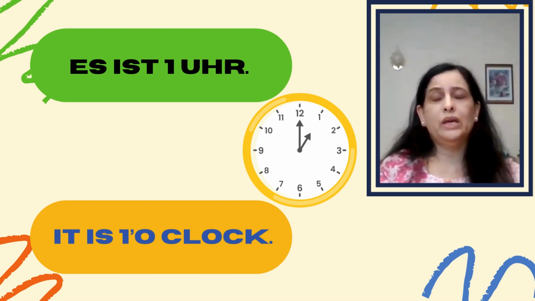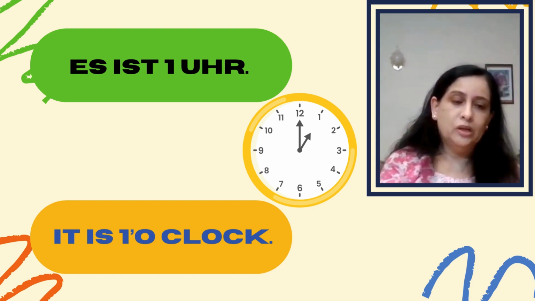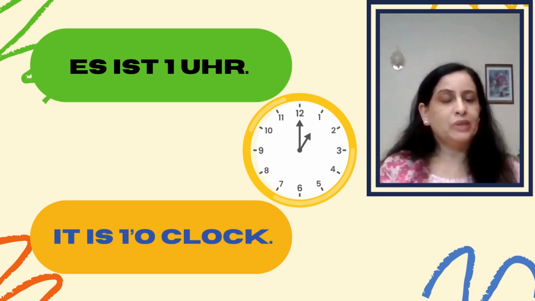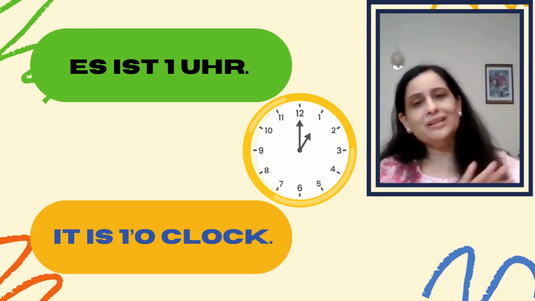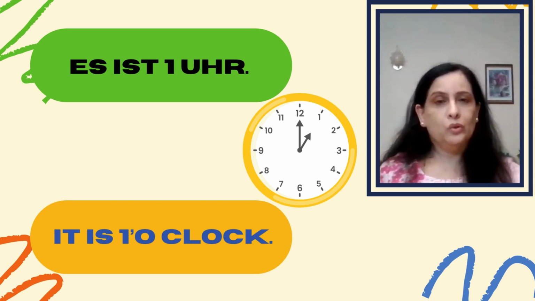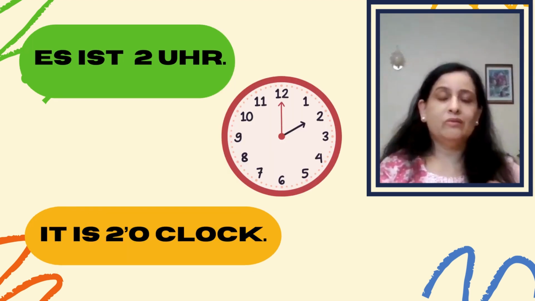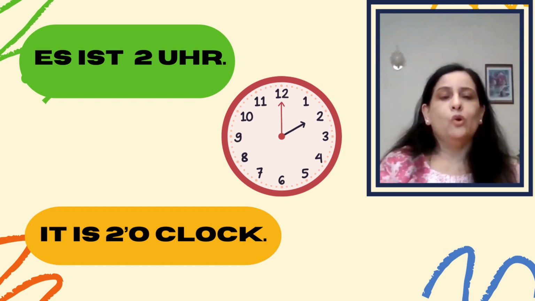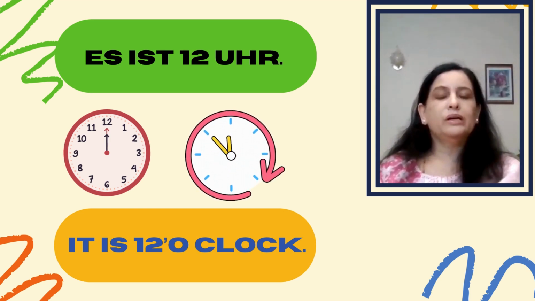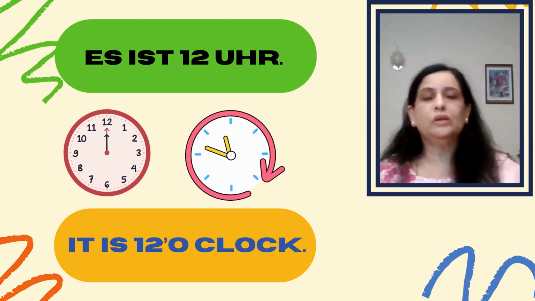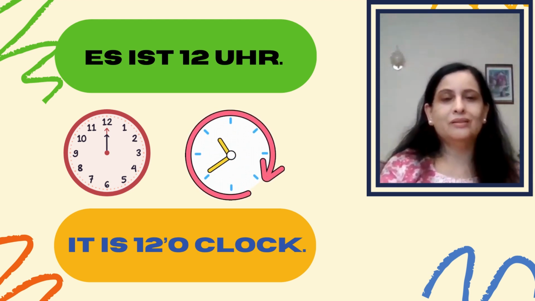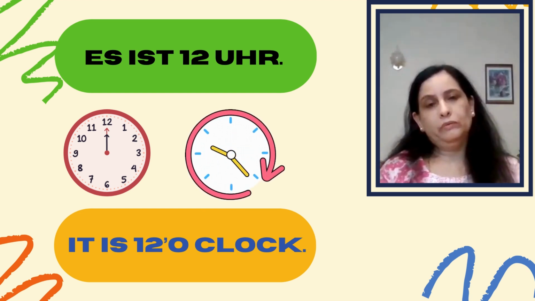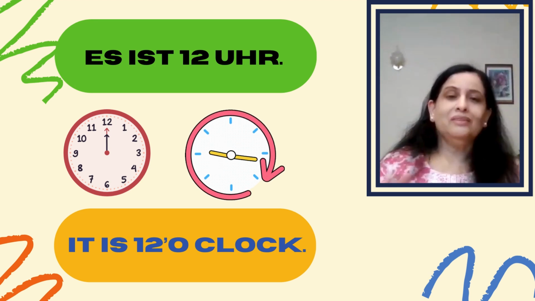Now suppose the clock shows 1 o'clock. If you say 1 a.m. in English, in German it will be es ist 1 Uhr. It is simple. Then for 2 a.m., it will be es ist 2 Uhr. And so on: 3 Uhr, 4 Uhr, 5 Uhr, 6 Uhr, 7 Uhr, 8 Uhr. It goes on like that till 12 o'clock. 12 will be es ist 12 Uhr. Then it will change.